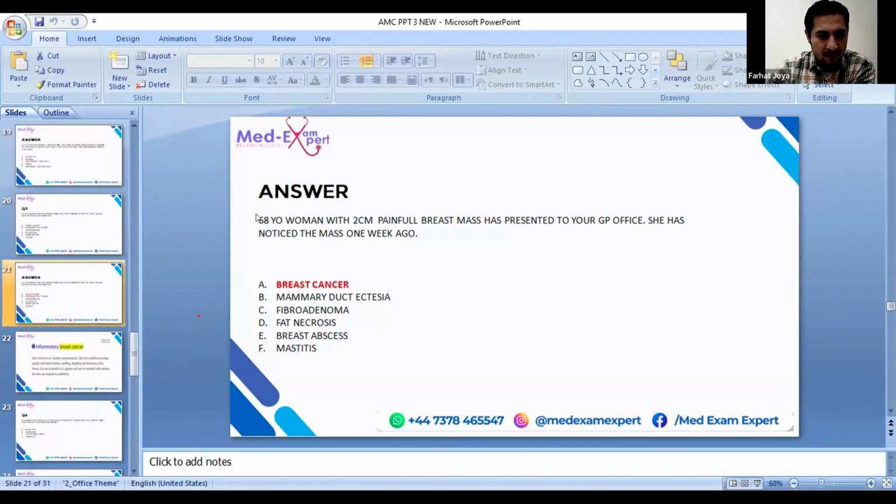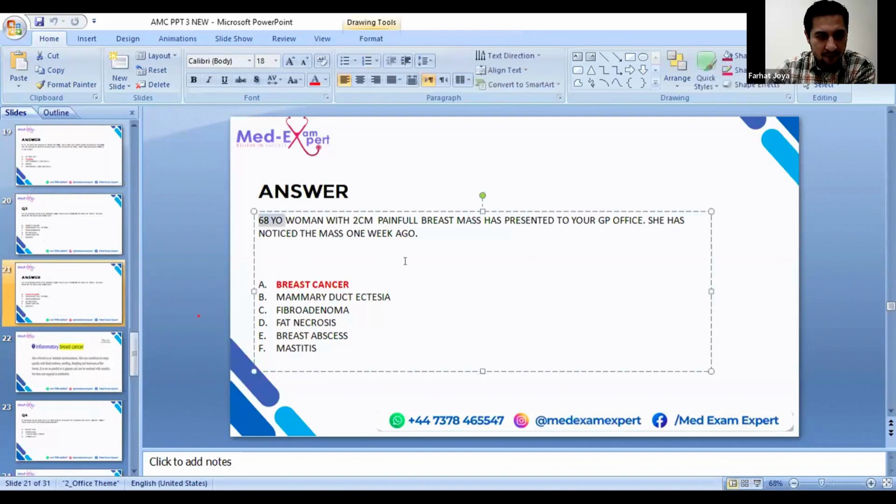Why? Because first of all, look at her age. She is 68 years old. So any elderly with a breast lump is breast cancer until proven otherwise. Because it is a very sensitive topic in Australia. Cancer and breast cancer is a very sensitive topic. So here the answer is A.